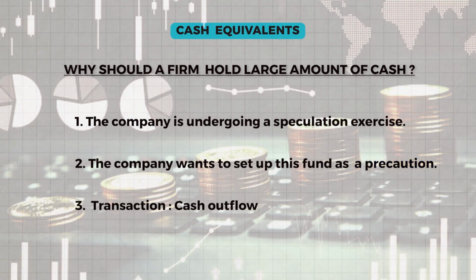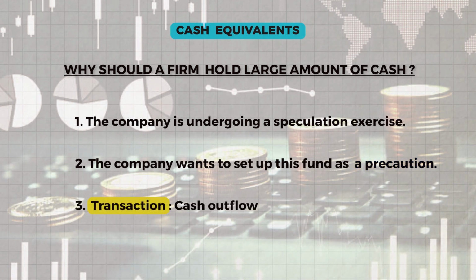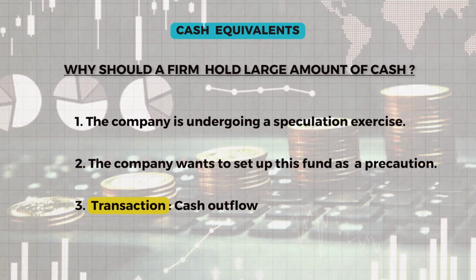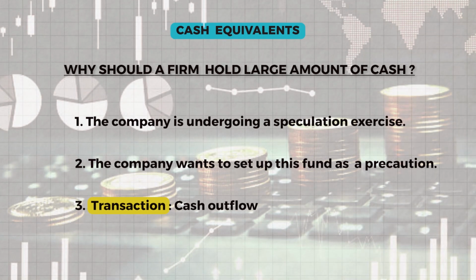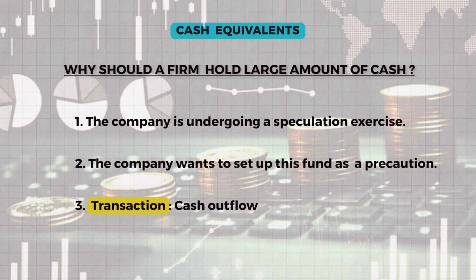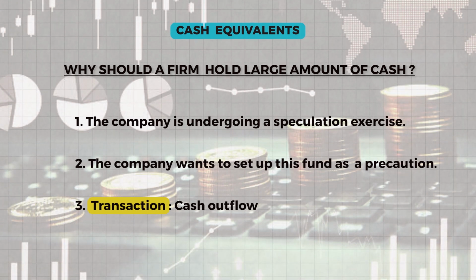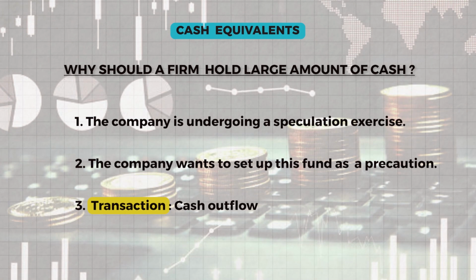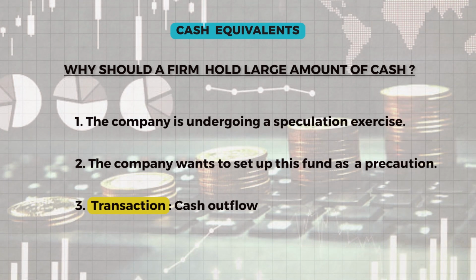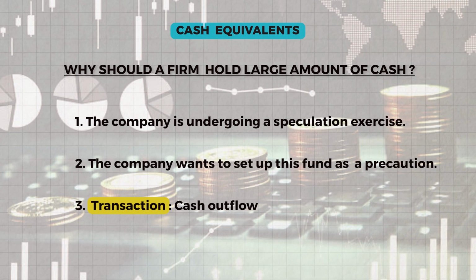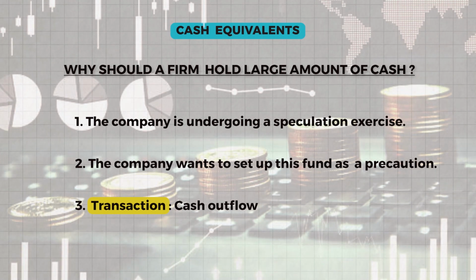The third one is related to transactions. There can be certain cash outflows which are committed, and those amounts can be really large. So the company would like to pile up cash before the cash outflow date. So these are the three reasons why a company may like to pile up a large amount of cash on the asset side.